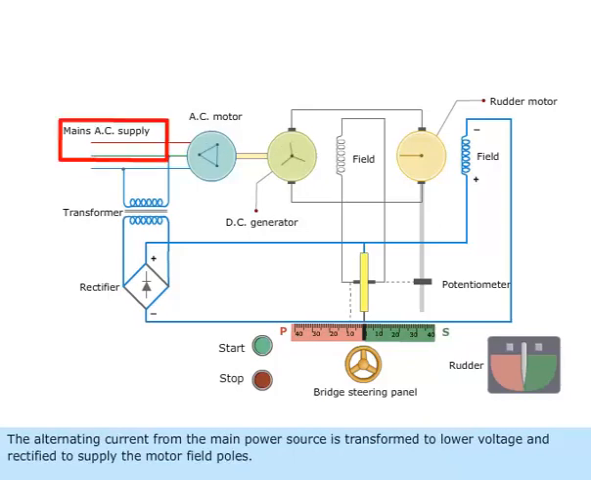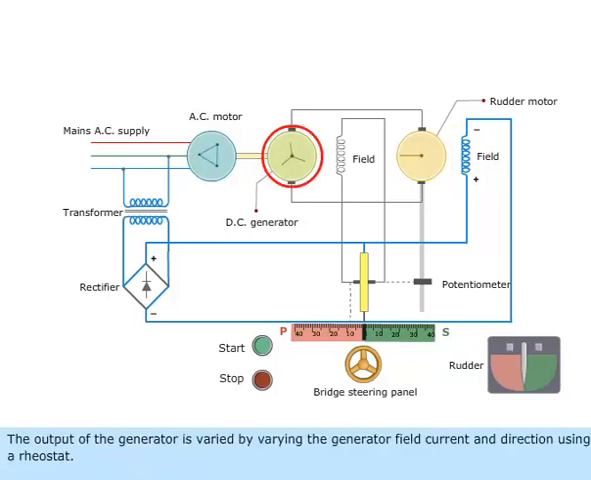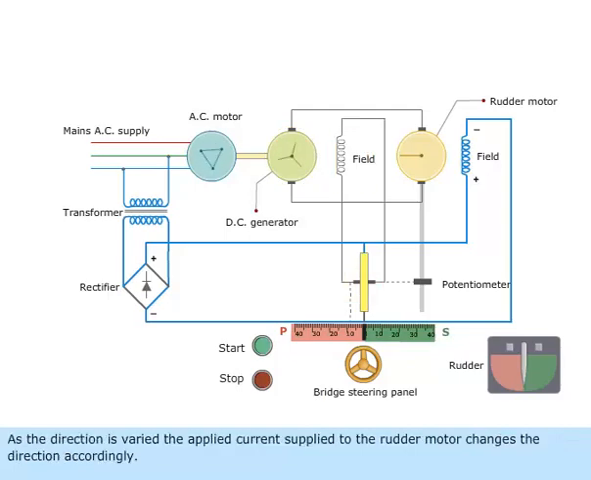The alternating current from the main power source is transformed to lower voltage and rectified to supply the motor field poles. The output of the generator is varied by varying the generator field current and direction using a rheostat. As the direction is varied, the applied current supplied to the rudder motor changes the direction accordingly.